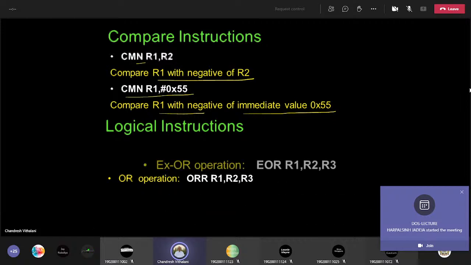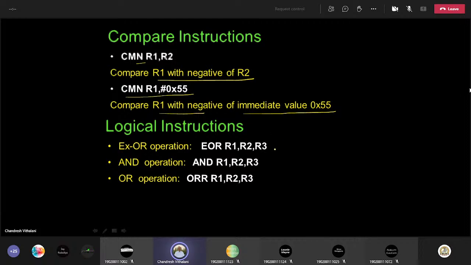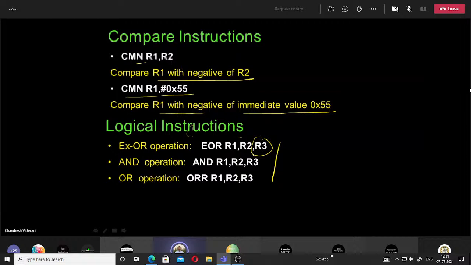Logical instructions we have already seen: the exclusive OR operation, that is EOR, the AND operation, that is AND, and the OR operation, that is ORR. So these are the logical instructions for a typical AND or exclusive OR gate. And you can always use an immediate value here instead of R3. If you want to use some immediate value, you can use it for all these three instructions.